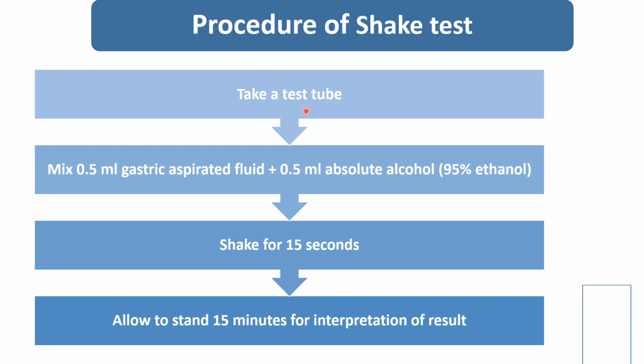You just have to take a test tube. Then you have to mix 0.5 ml gastric aspirate fluid with 0.5 ml absolute alcohol, 95% ethanol. In some of the literature, it is mentioned that 1 ml absolute alcohol should be mixed with the 0.5 ml gastric aspirate. Ideally, we should mix 50-50%.